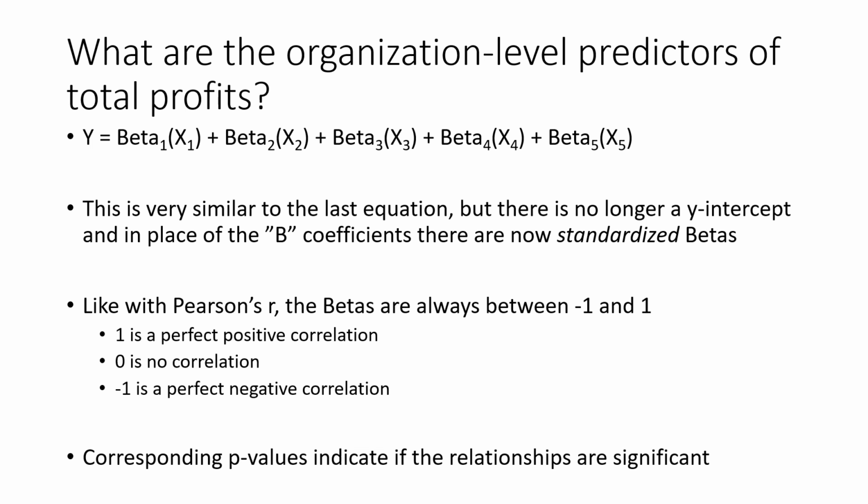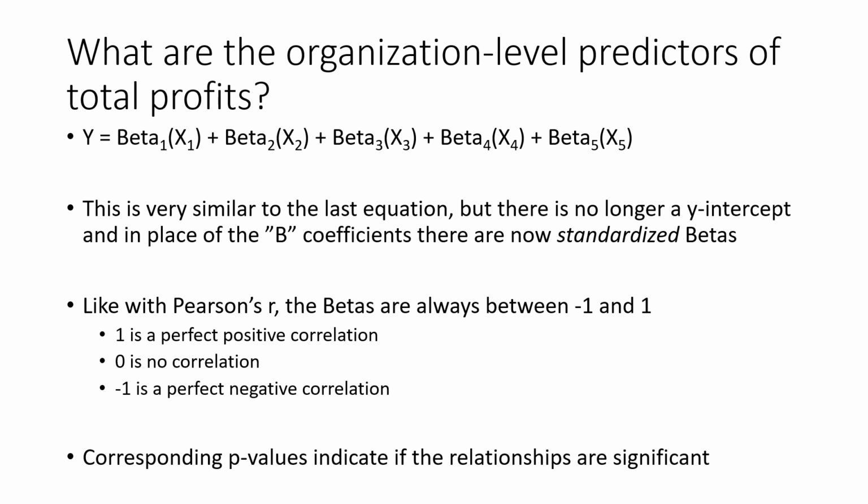So you'll recall from the previous chapter that we can use simple regression to explain the relationship between x and y, but we can also use Pearson's r, and Pearson's r is better at explanation because it says something about the strength of the relationship between x and y, right? It's always a number between -1 and 1. Well, we can do something similar in the context of multiple regression, and that's with the equation that you see at the top. So y equals beta 1 times x1, beta 2 times x2, beta 3 times x3, beta 4 times x4, and beta 5 times x5.